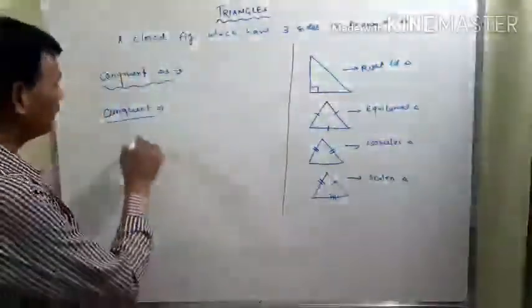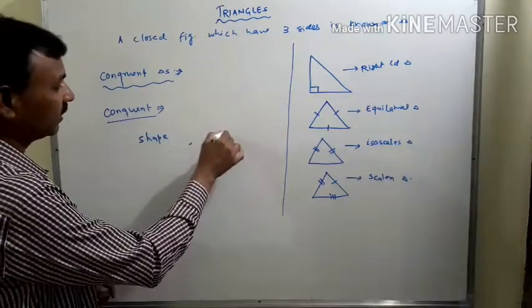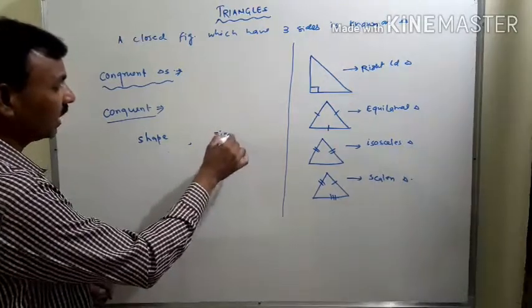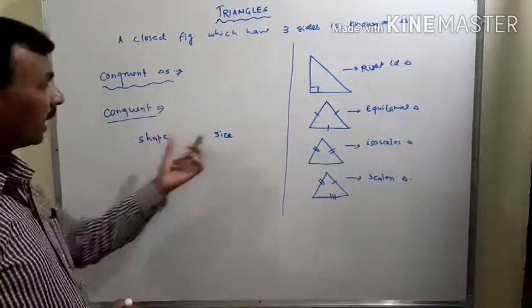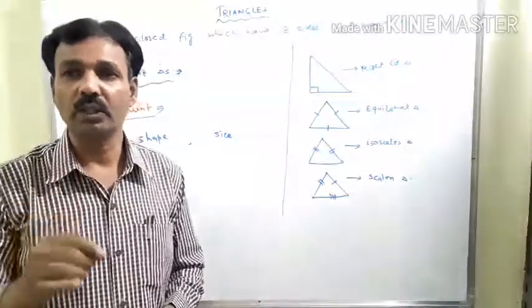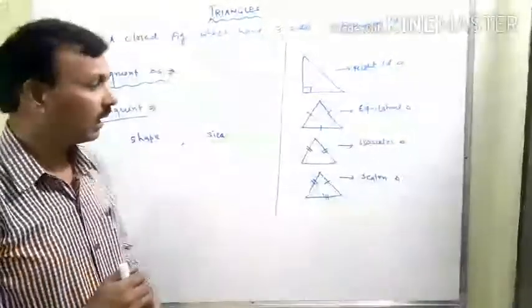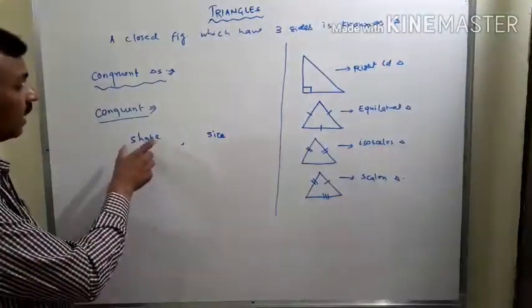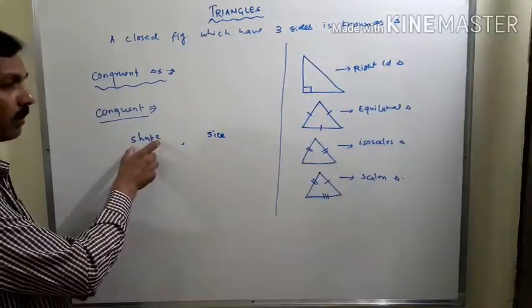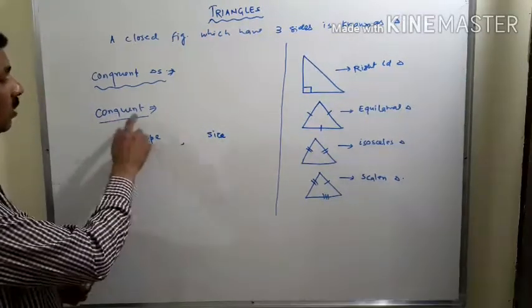There are two things. First is shape, and second is size. Both things are different. Shape means only the looking point of view, and size means measurement. That means if any two things are the same in shape and size also, then both objects will be congruent.